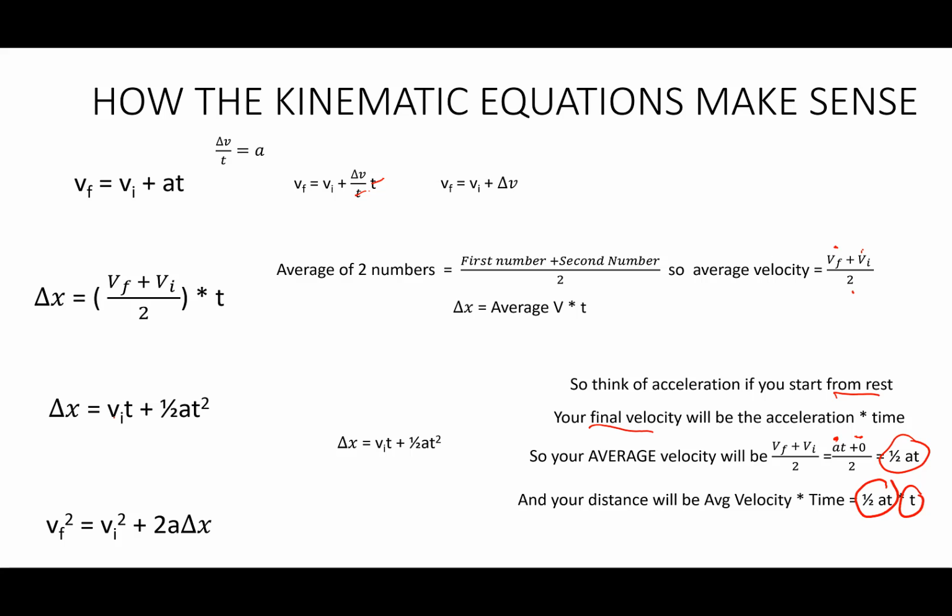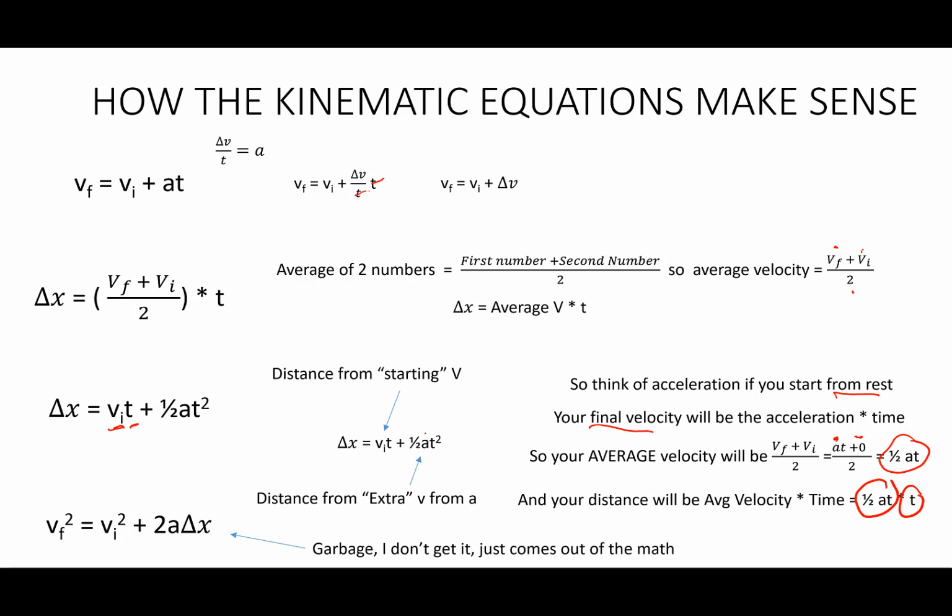This right here, how far you go is your initial velocity times the time. That is hopefully intuitive. Makes sense to you. So basically what you get is the distance from your starting velocity plus the extra distance you pick up from the acceleration, which is the average velocity of the acceleration times the time.